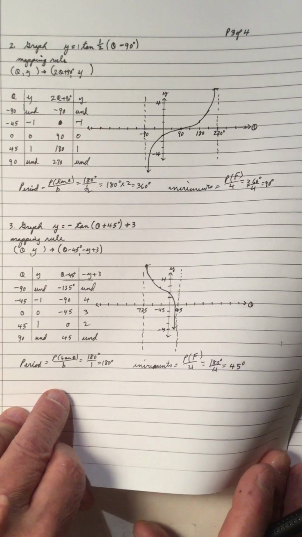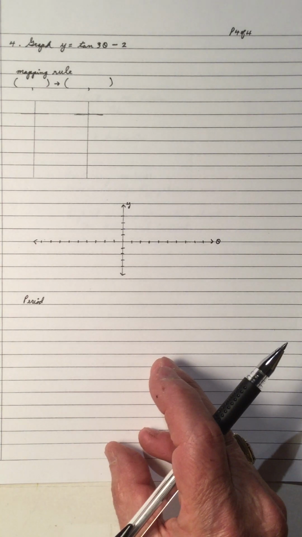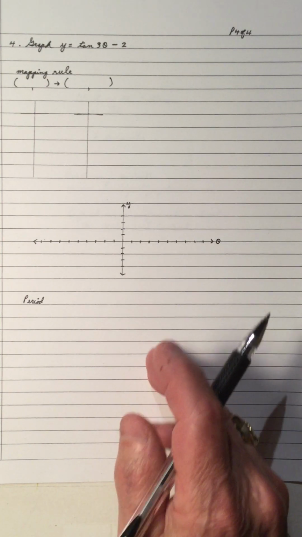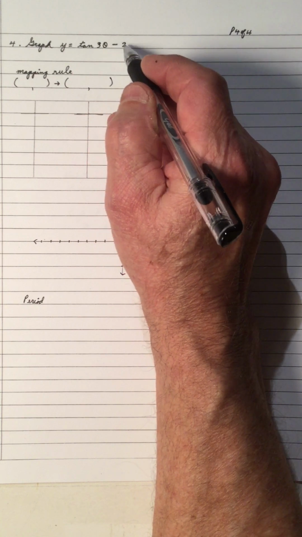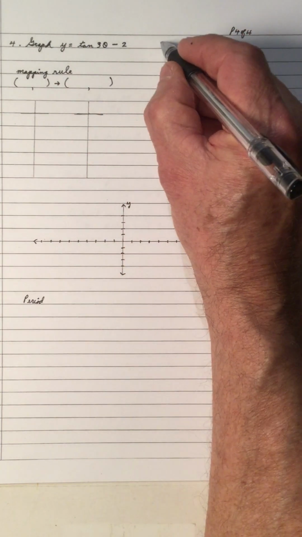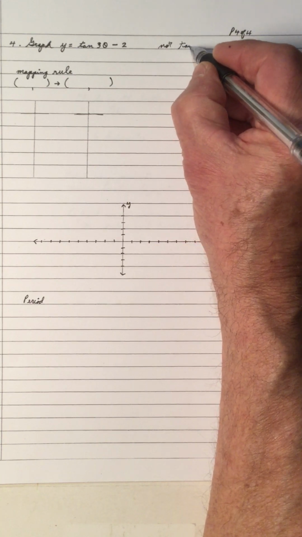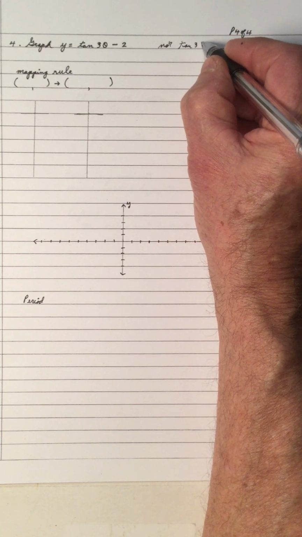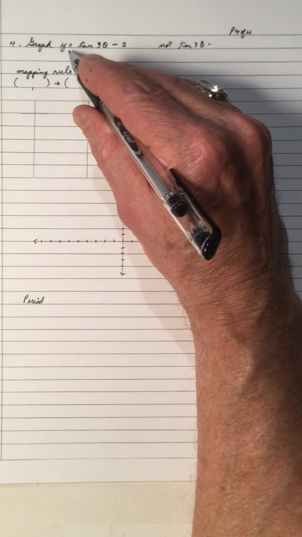Okay, one more to do. We got one more page here, and a final one. Again, we got a tan graph, the tan of 3 theta minus 2. Notice this is not tan of 3 theta minus 2 inside; it's the 2 is in terms of the y.